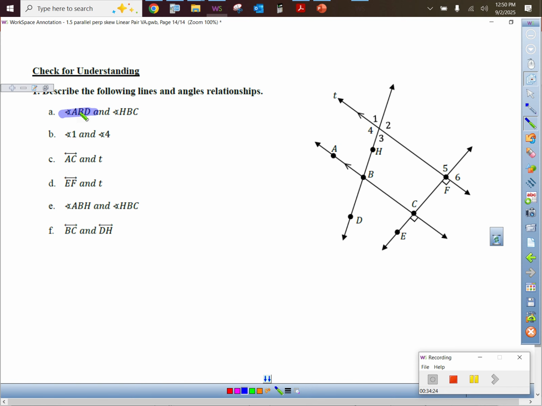Angle ABD, from A to B to D. How do you feel about me highlighting ABD? Pick a different color. Can you find angle HBC? You've got to keep going with that ray. But here's what we're talking about. Are these angles or are these lines? These things that I just highlighted. What are these?